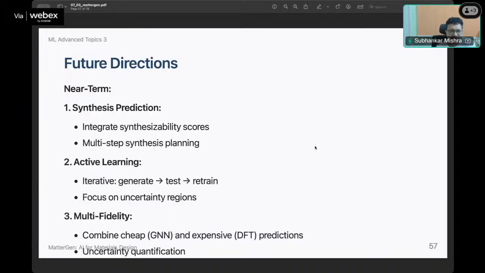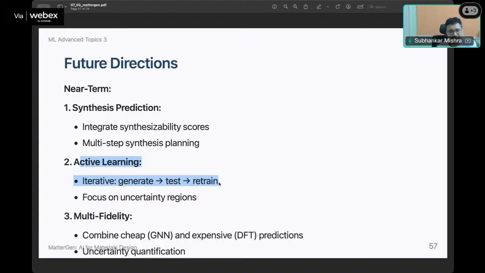So what you can do is basically, as I was telling, active learning, one of them. You generate, you test, and then again you retrain. You add those new materials that you generated, which are stable and which you could synthesize, back into the tool. Fine. And then synthesis prediction, hopefully, while you are generating this, can you add a property like can it be synthesized?